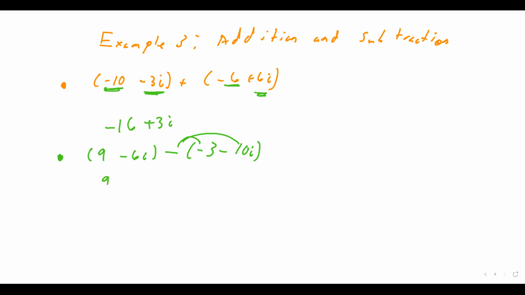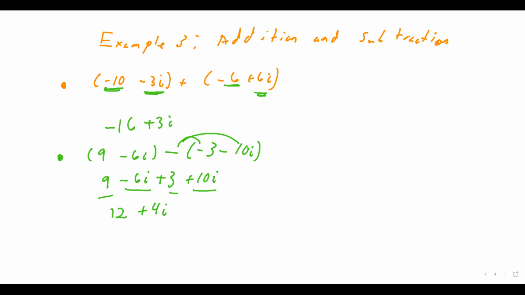So I would actually rewrite this as 9 minus 6i, no parentheses needed. A negative times a negative 3 becomes what? This then becomes a plus 3. And then a negative times a negative 10i becomes a what? Plus 10i. Now you've turned it into an addition problem. How would I work this out? Combine like terms. What's 9 plus 3? And what's negative 6i plus 10i? Plus 4i. Right?